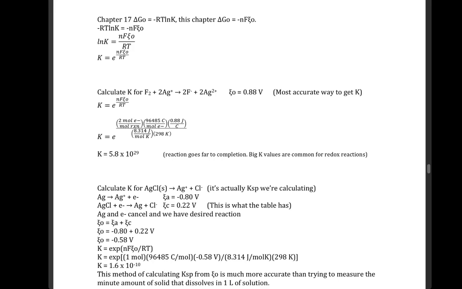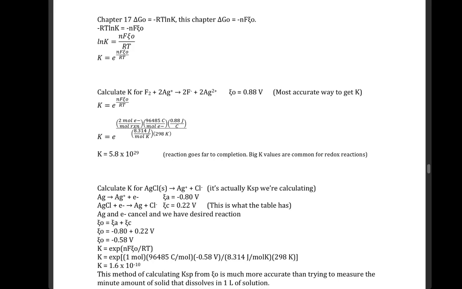Okay, so we can do some rearranging. We get ln K equal to nFE naught over RT, or we get K is equal to e to the nFE naught over RT. So if we know E naught, we can calculate what the equilibrium constant would be for that reaction. So working with that same reaction, where we have the potential of 0.88 volts, we can calculate K.